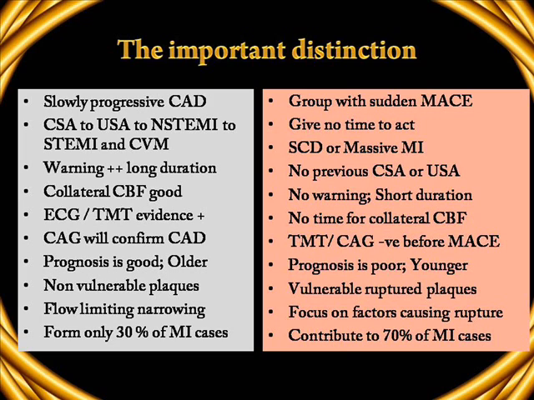There is evidence of ischemic heart disease on ECG and TMT. Coronary angiogram will confirm the disease in these patients. Prognosis in these patients is very good. Usually they are of the older age groups. The plaques in their coronaries are non-vulnerable plaques. It is the flow limiting narrowing of the coronaries that causes the symptoms and causes the disease. This group of patients forms only 30% of the total cases of myocardial infarction.